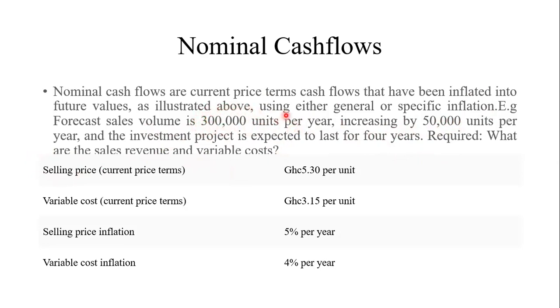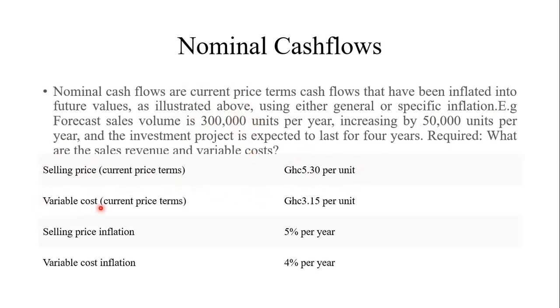So for year 1, you're going to have 300,000. The next year, you're going to have to increase it by 50,000, the following year by 50,000, and so on and so forth. Now, we're also given the selling price. Remember, this is unit volume, or the volumes that are going to be sold, and this is your selling price per unit, given as 5 cedis 30 pesewas. So if you wanted to calculate the revenue, it's simply going to be your unit price multiplied by your sales volume for that particular year.